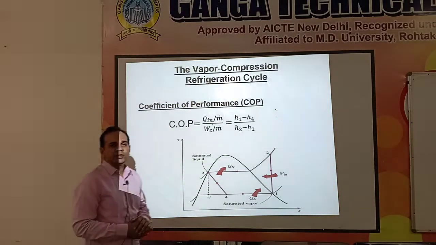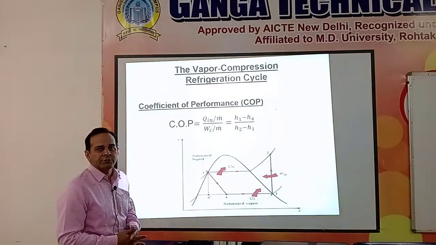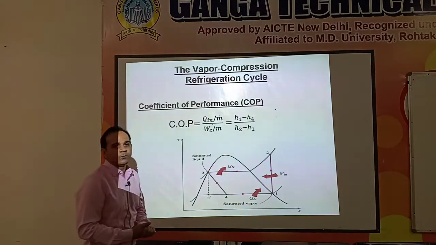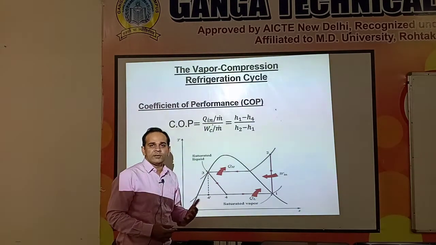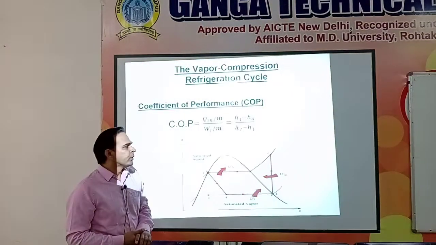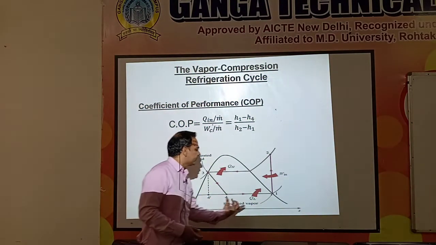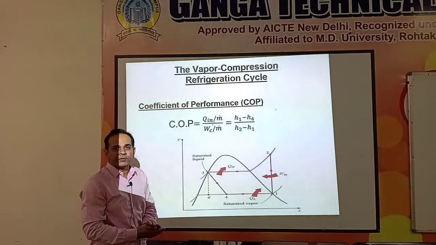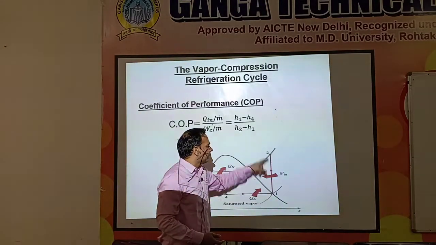Next we try to find out the important parameter by which we can measure the performance of our refrigerating system. This is usually measured with the coefficient of performance. Coefficient of performance basically represents the ratio of the refrigerating effect that is generated inside the refrigerator to the work input that it is taking. So in our cycle we have already seen that the refrigerating effect is taking place in the evaporator. This process, 4 to 1, represents our refrigerating effect, and work input is given inside the compressor.